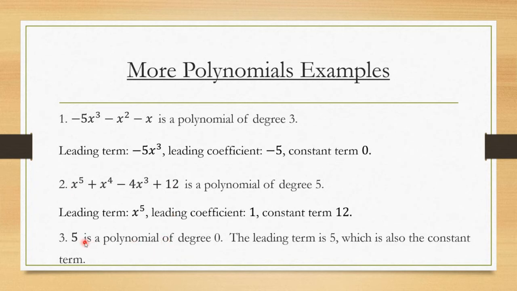Okay. Any monomial is also a polynomial technically. A monomial is just a polynomial with only one term. So 5 alone is technically a polynomial. It's a polynomial of degree 0. In this case, the leading term would be 5, and the constant term would also be 5. And there's really nothing special about 5 here. It could be any non-zero constant. If you had 0 instead of 5 here, that's a polynomial. It just doesn't have a degree. The degree is not defined.